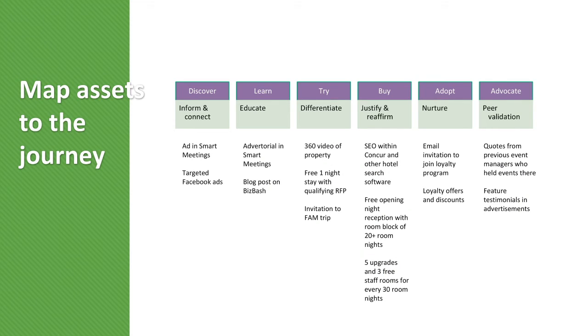Okay, so we've mapped our message. We know exactly what the narrative is going to look like at each phase. So now we need to map the assets to the journey. So talking through the discover, you know exactly what your message is going to be. So where would you use it? Perhaps you're going to use it as an ad in smart meetings, or this is where you're going to pull in those targeted Facebook ads.